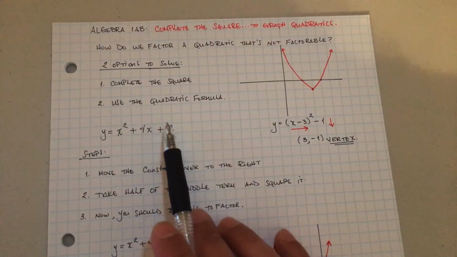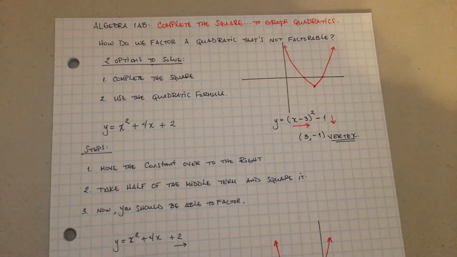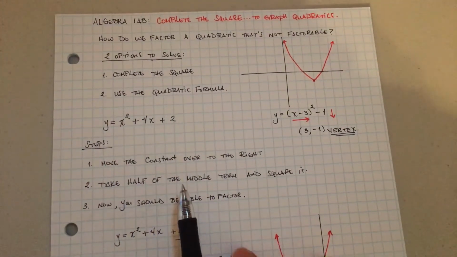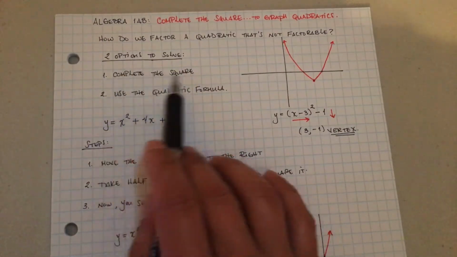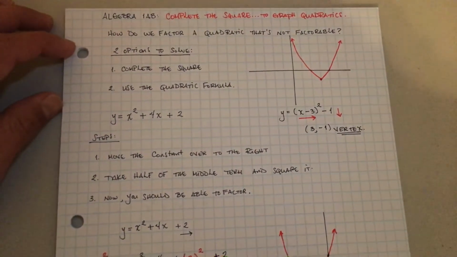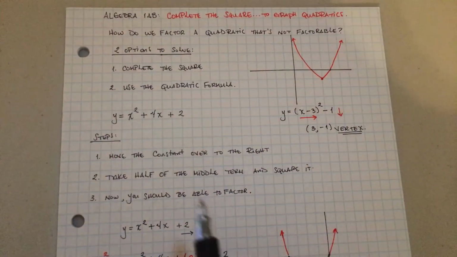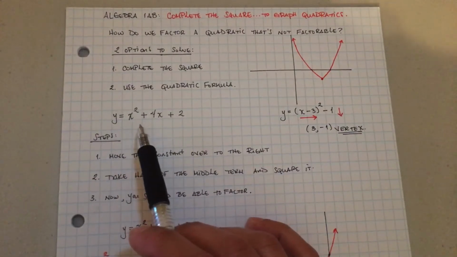And the question becomes, guys, how do we factor a quadratic that's not factorable? Actually, we've got two options, and we'll just talk about the first one today. The first one is complete the square. The other option is using the quadratic formula. It goes into more detail, but for today we're just going to keep it simple and work on completing the square and understanding why we need that.